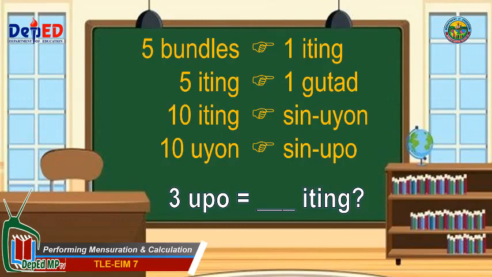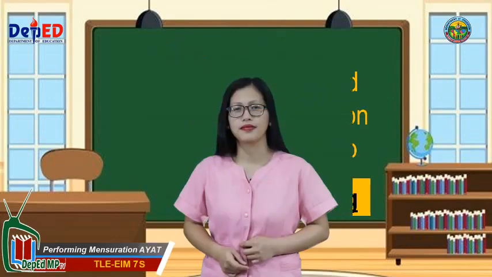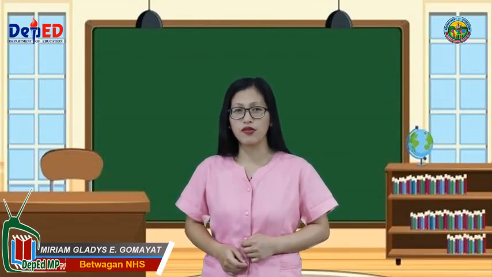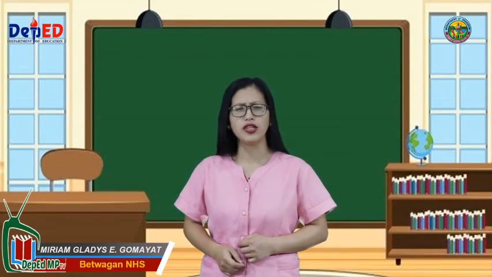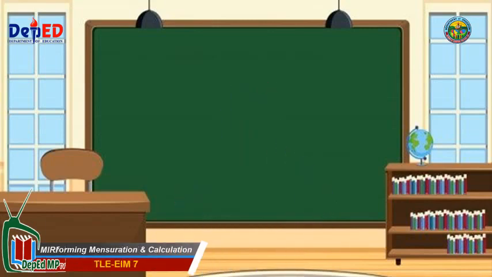3 upo is equal to 100 eating. Did you get that right? That's up to you to figure out how I came up with that answer. What we just did is called conversion of units. We can also convert units in the English and the metric system of measurement. How do we do it? Please open your module to page 9 and we'll follow the steps there.